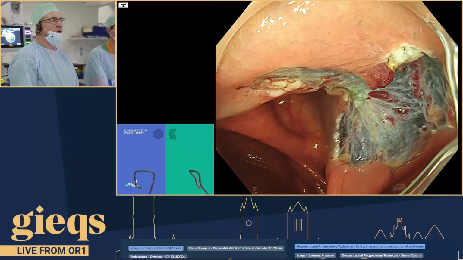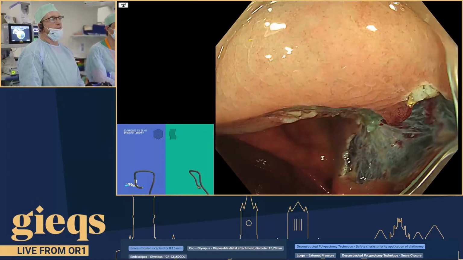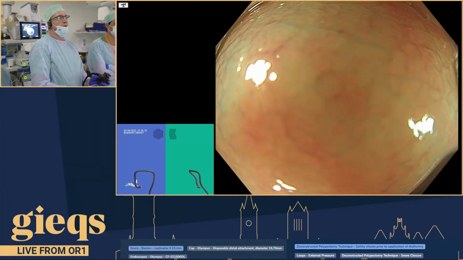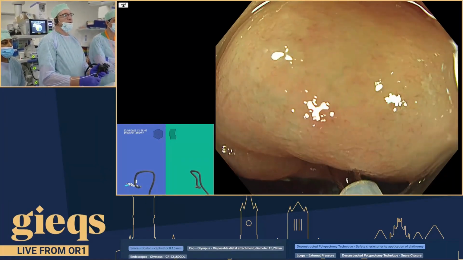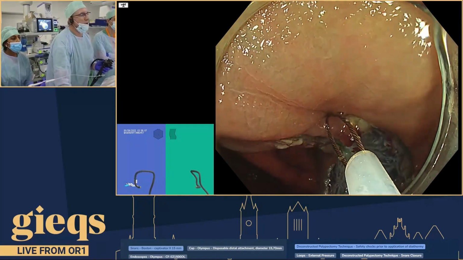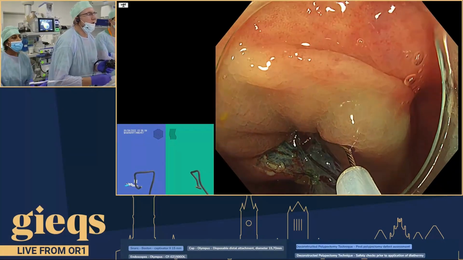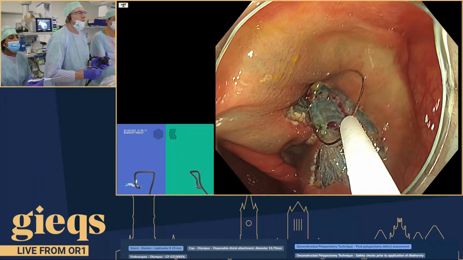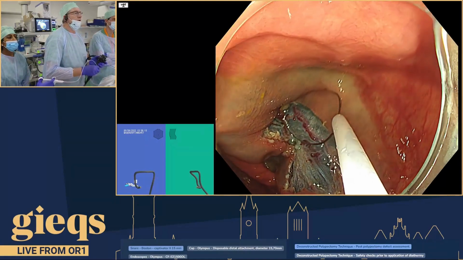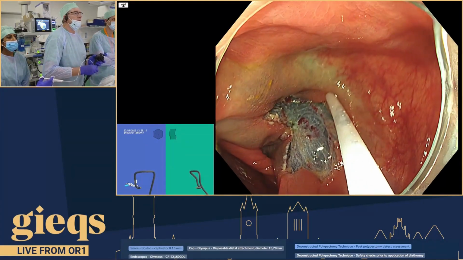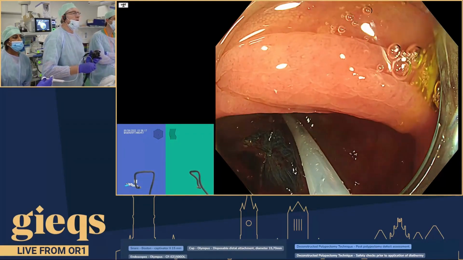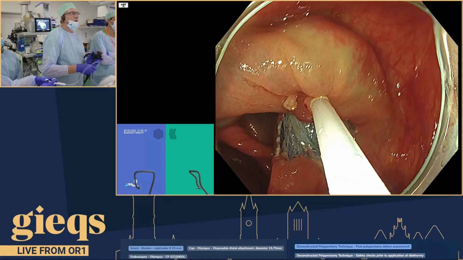So how to do that? Probably the best way is a fulcrum technique. Open a little bit. We do this with papillectomy all the time. Open, open, open, push in. And then we can come down a little bit, close slowly, close, close, close. Okay, good. And that should have it.